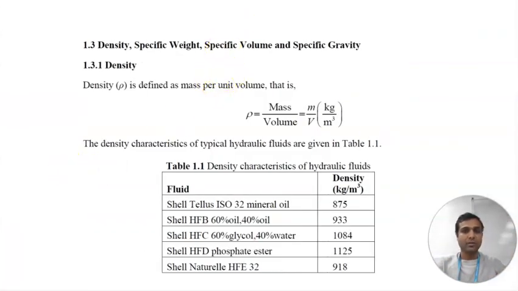Okay, then we have a formula for density. Density, with the symbol rho, is mass over volume. The units are either kilograms per meter cubed, or grams per centimeter cubed. So it depends on what is given.